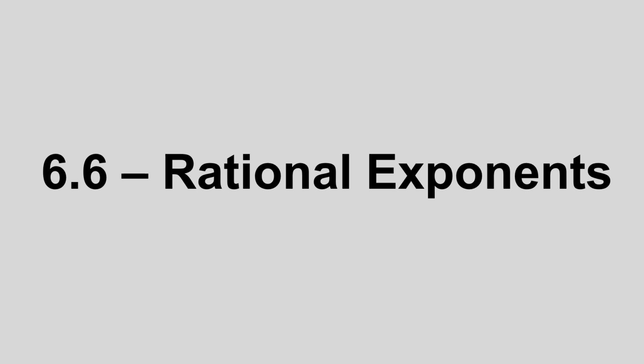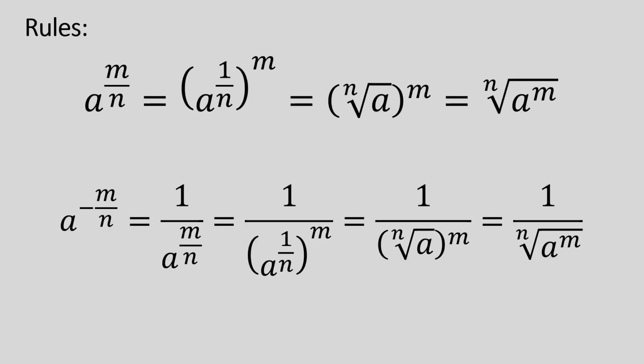Section 6.6, Rational Exponents. This is really a continuation of the exponent rules that we did back in Chapter 5. Now, the difference in Chapter 6 is we're going to include fractions in all these exponents, which we've seen already in some of these sections. One thing that we've already talked about is how to take a fractional exponent and rewrite it, but let's just refresh on how we do that.